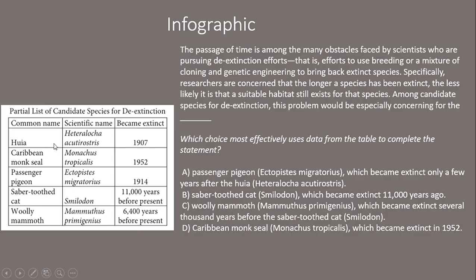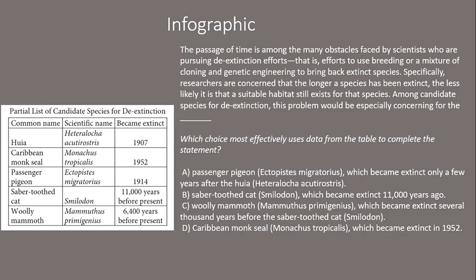The first thing you want to do is to look at the heading or the title of the table. It says a partial list of candidate species for de-extinction. Okay, now you have these various species. These are the common names. The column on your left has the common names. The middle column has the scientific names, and then the last column has the date that this species went extinct.